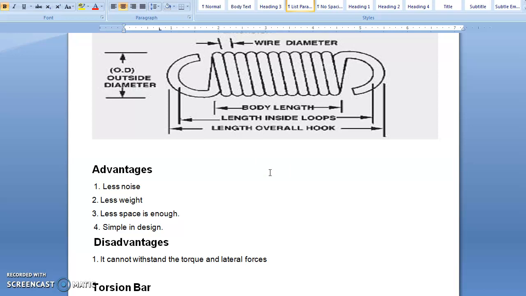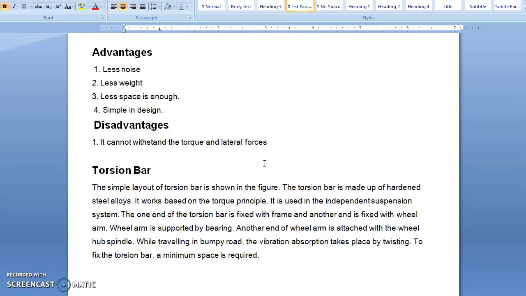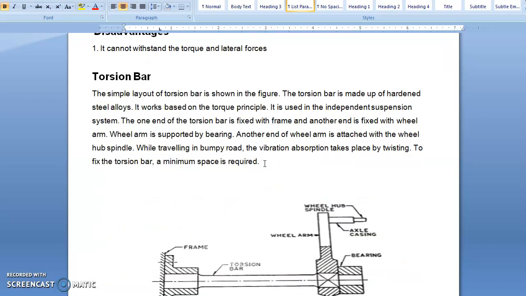So let us discuss another component extensively used in the independent suspension system, and the component name is the torsion bar. Now you can see this figure. The simple layout of the torsion bar is shown here. The torsion bar is made up of hardened steel alloys. It works on the torque principle. It is used in the independent suspension system.